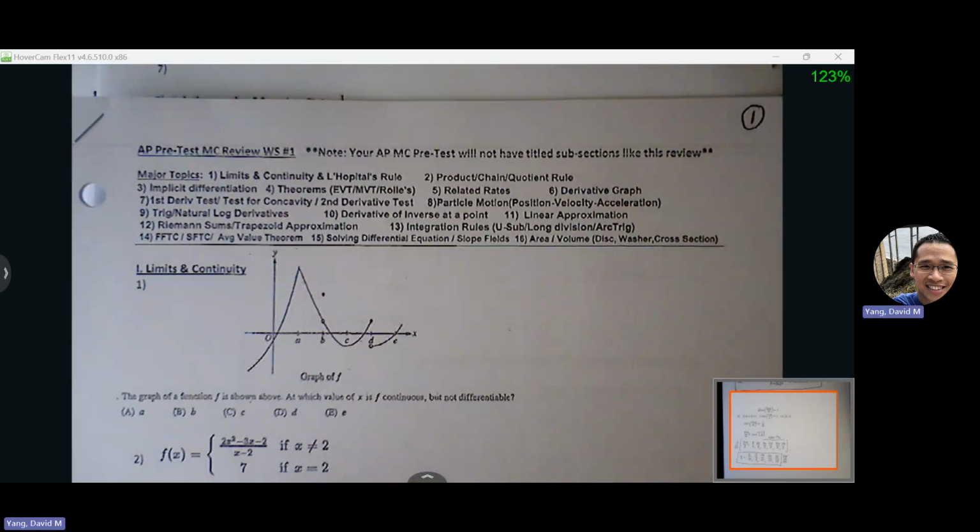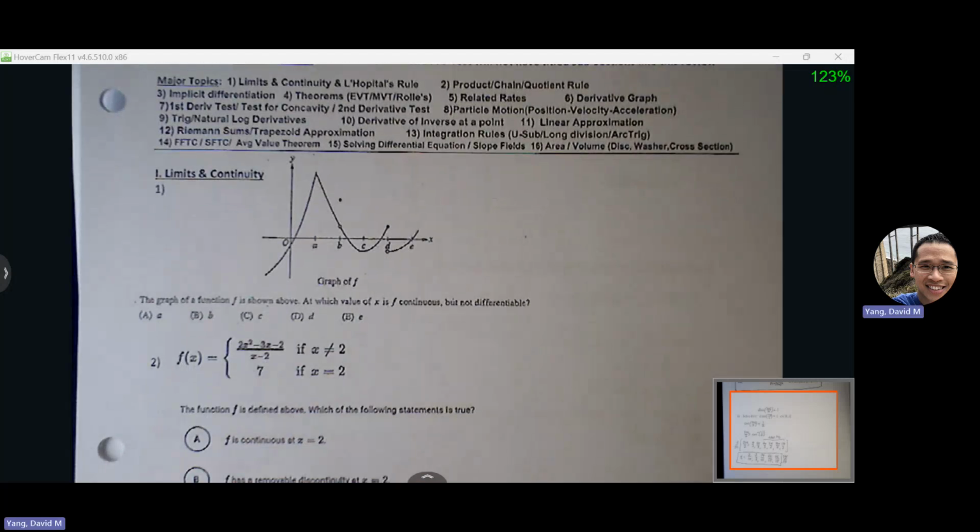Number one, the graph of f is above. At which value is the function continuous but not differentiable? So continuous means it's got to be connected, but not differentiable means it's not part of the smooth curve. What can we say? Okay, yeah, so the graph is continuous at point A, but not differentiable because the slope doesn't exist at point A. Right.